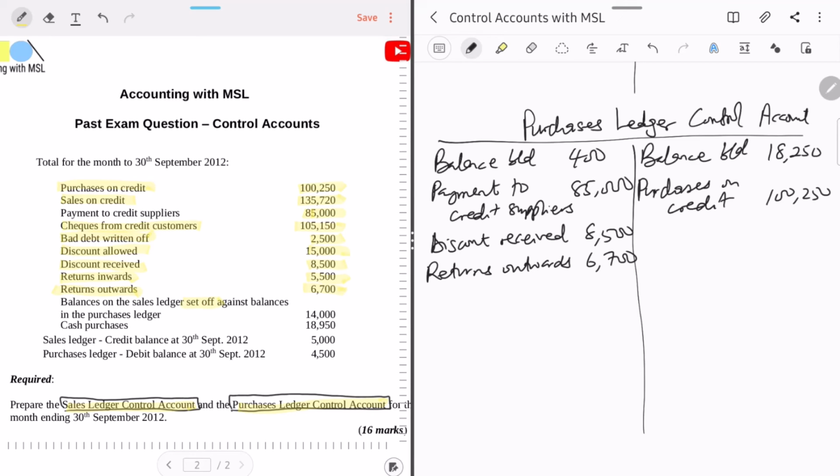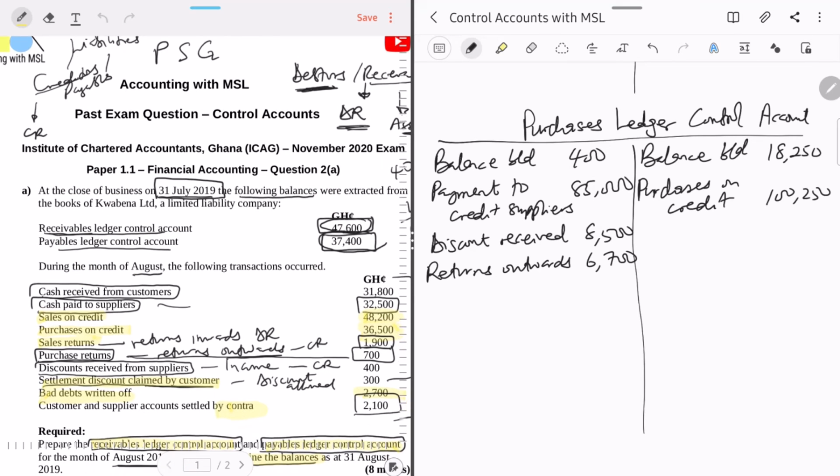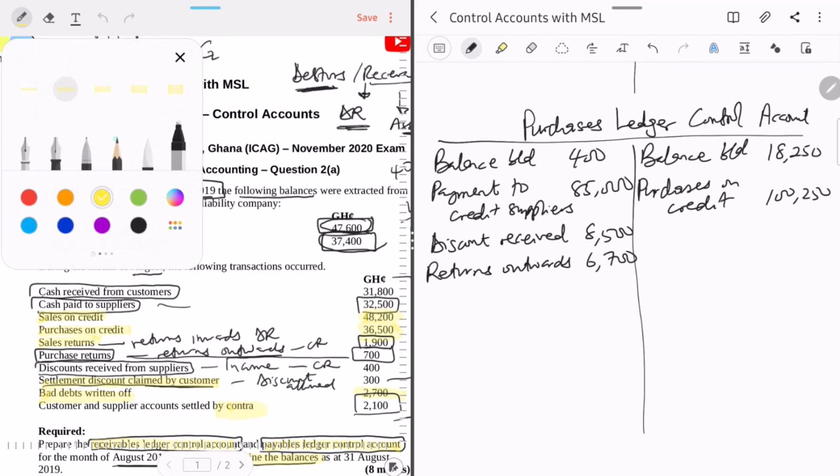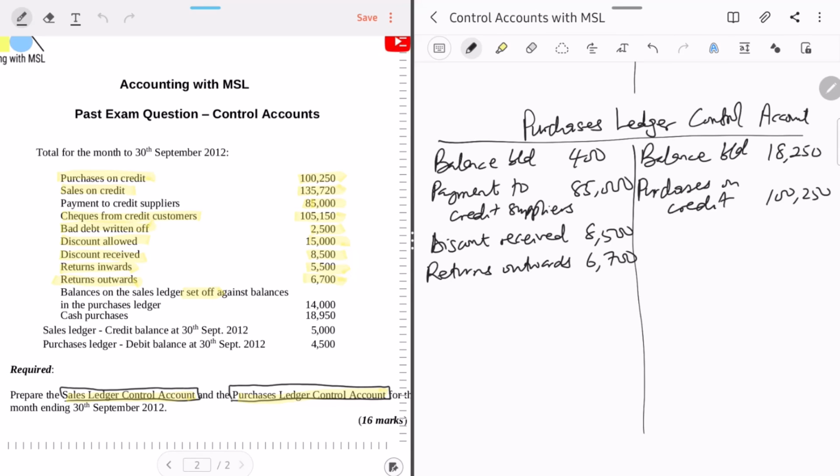The next is balances on the sales ledger set off against balances in the purchase ledger. This is the same that we saw here in the first question that they called what? Contra here. So it's either they say contra or the examiner says what? Set off. Take note. Anytime you see contra or set off, the same treatment. Remember I told you that you just put them on the opposite side of that account. So if it's a sales ledger control account, record it on the credit side. If it's a purchase ledger control account, record it on the debit side. Just memorize that as it is, that it will go on the opposite side.